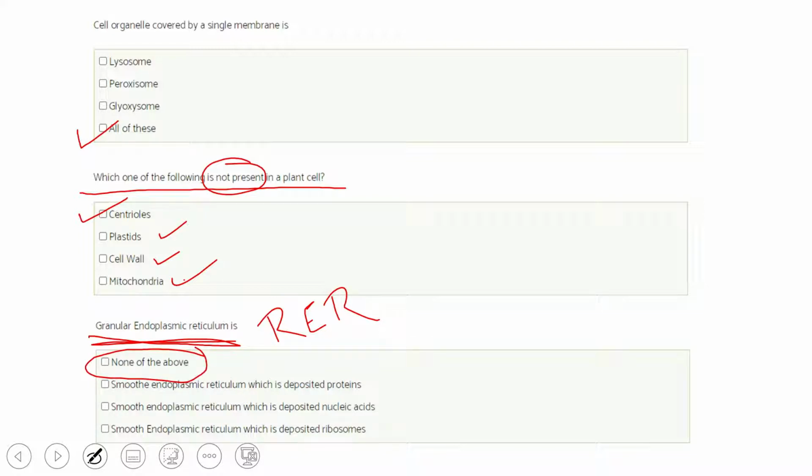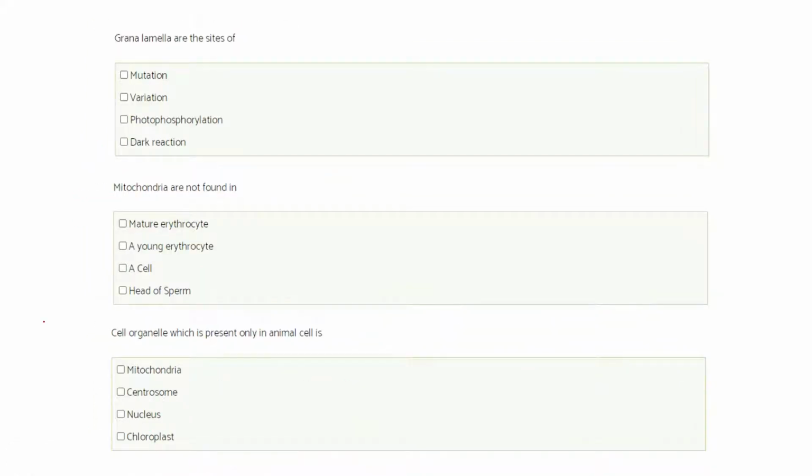The other options are smooth endoplasmic reticulum which is deposited with proteins, smooth endoplasmic reticulum which is deposited with nucleic acids, and smooth endoplasmic reticulum which is deposited with ribosomes. So what do you think should be the answer? What is exactly the rough endoplasmic reticulum? The rough endoplasmic reticulum is nothing but the smooth endoplasmic reticulum covered with ribosomes. Right? So the answer should be smooth endoplasmic reticulum which is deposited with ribosomes. So let's move on to the next question.